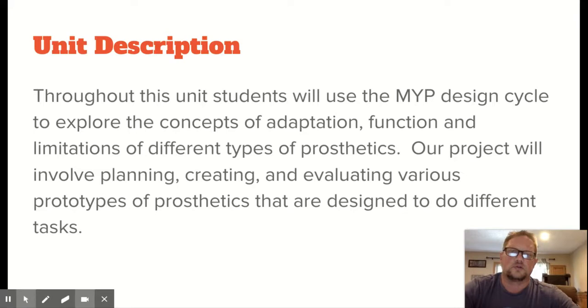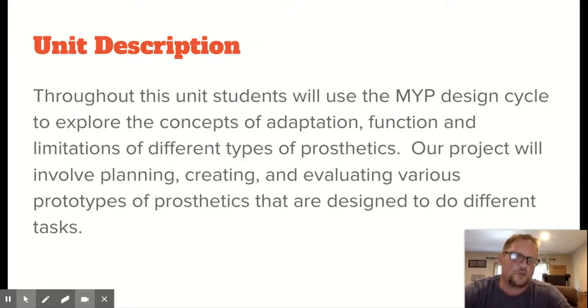So, a little description of what our unit is going to be about is listed here. You can see that we're certainly going to be using the MYP design cycle in all of our units throughout this course. And we use concepts to put a frame around the content so that you can understand the big picture of what all the little pieces of the unit are about. So we're going to use the concepts of adaptation, function, and talk about limitations of different types of prosthetics.